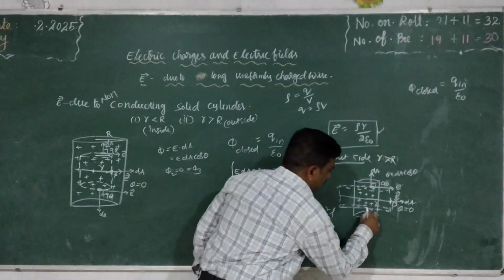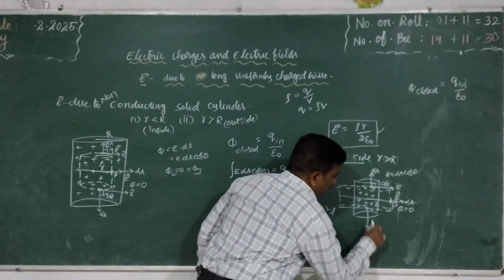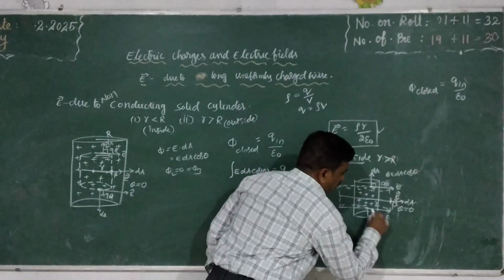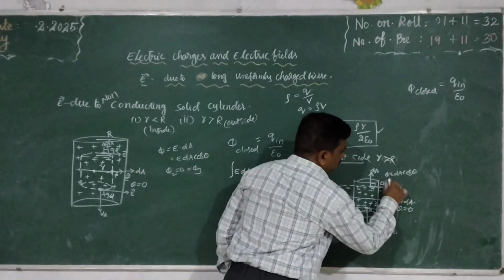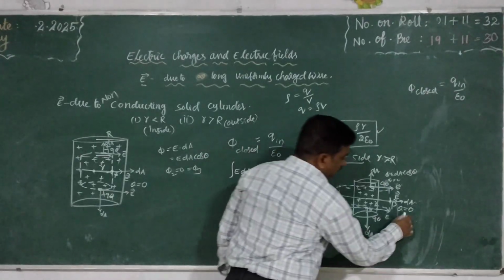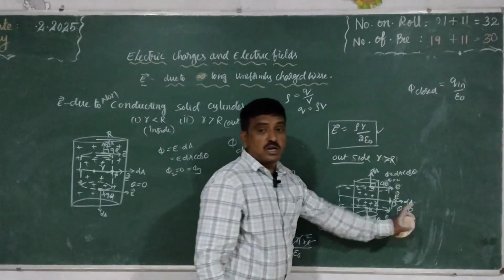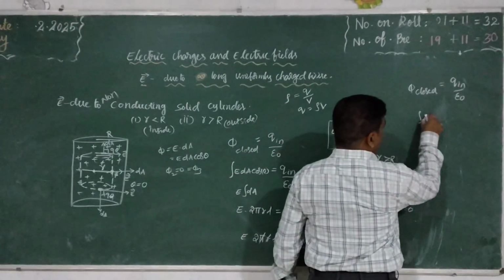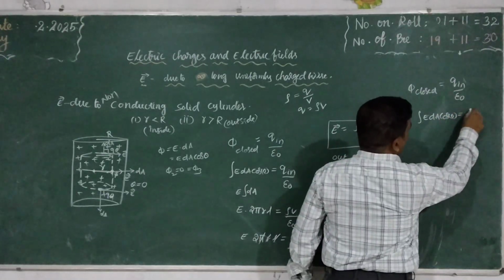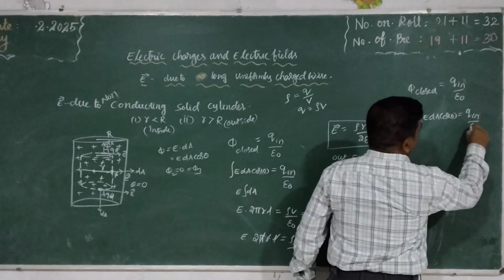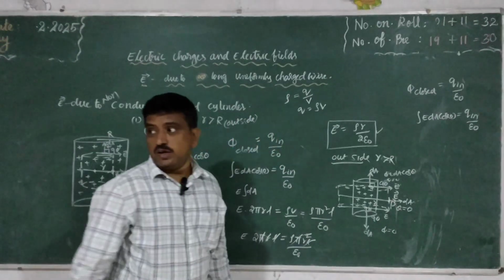For this one, area vector is dA, electric field is E. So what is the angle now here? 90. Here also flux 0, here flux 0, here flux 0, here flux is not 0. Why? Because theta equal to 0. We can write here integral E dA cos 0 equal to q inside by epsilon naught.